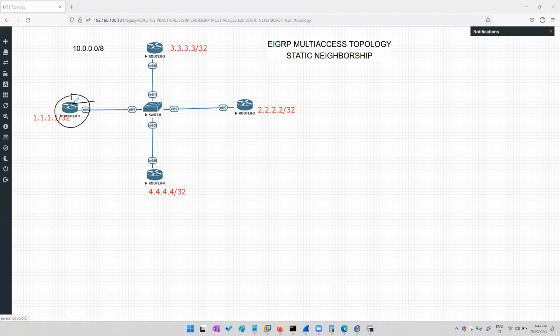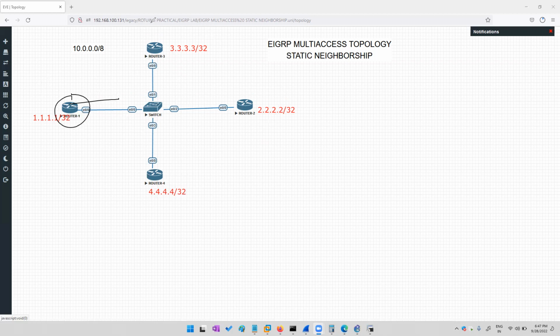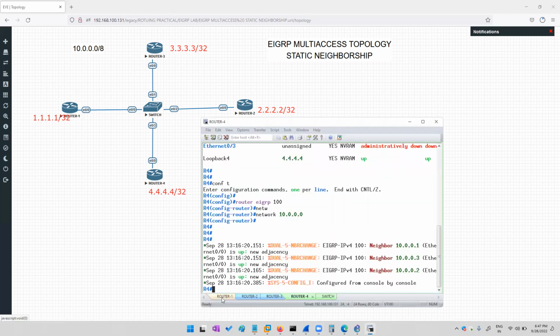R1 says, if I am sending a hello message to the multicast IP, R3 will form a neighborship, R4 will form, R2 will form. So R1 will get how many neighbors? 3. Whenever R3 sends a hello message, R1 replies, R2 replies, R4 replies. So R3 also has 3 neighbors, R2 also 3, R4 also 3. Yes or no? Everyone has 3 neighbors because we are forming dynamic neighborship, because hello is multicast. Now go to R1 and verify whether it's true or false.